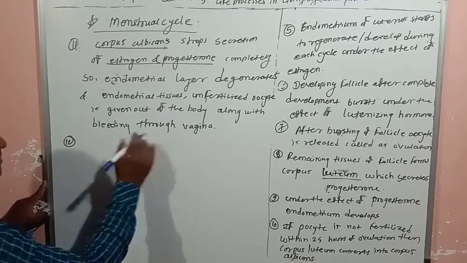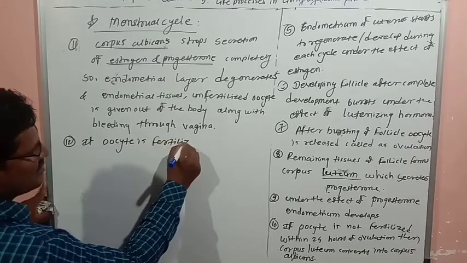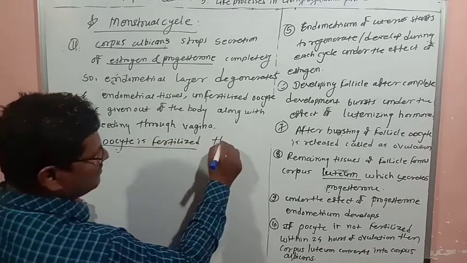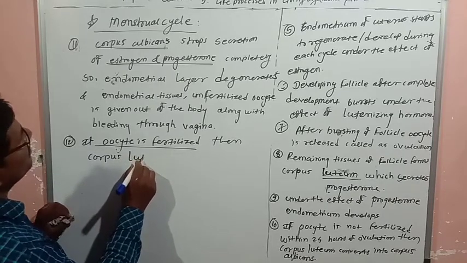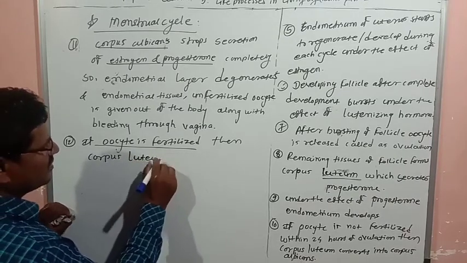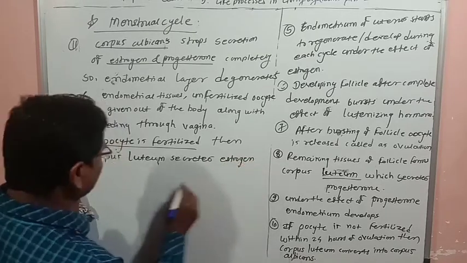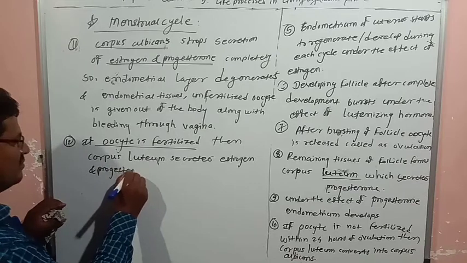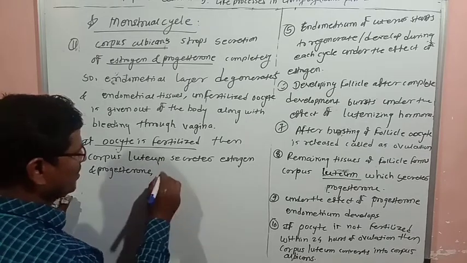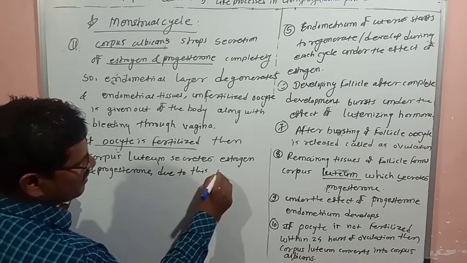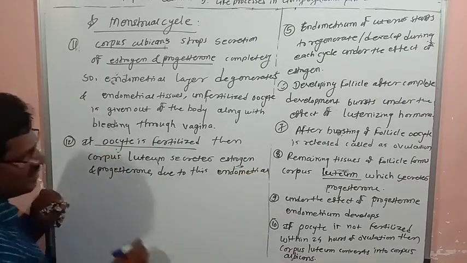Okay, and then 12th point is there. If the oocyte is fertilized, then the corpus luteum secretes estrogen and progesterone, and due to this endometrial development takes place.